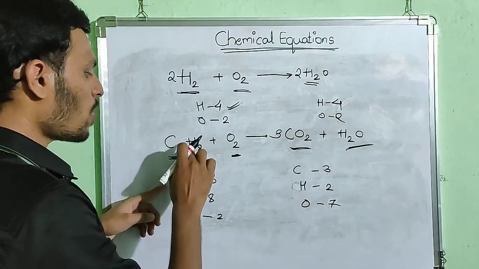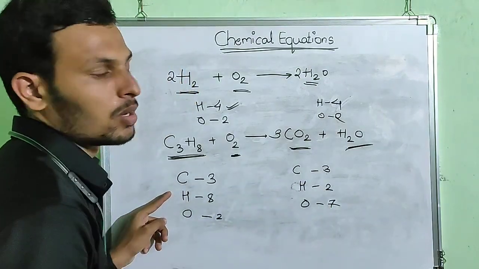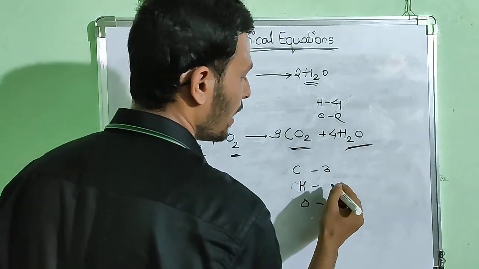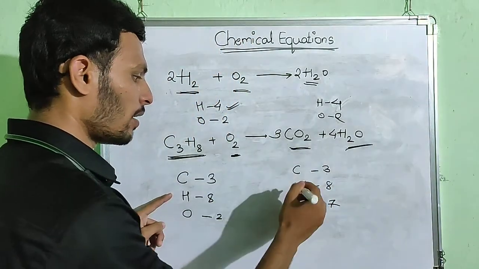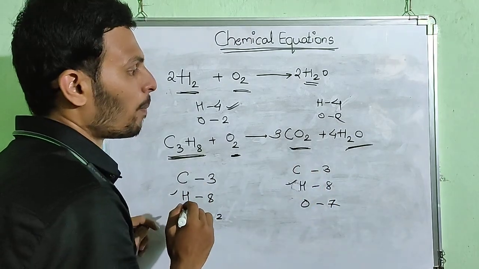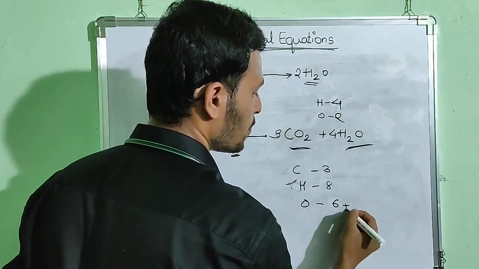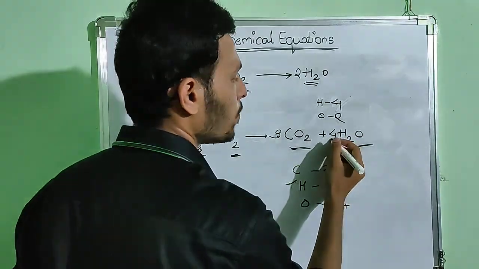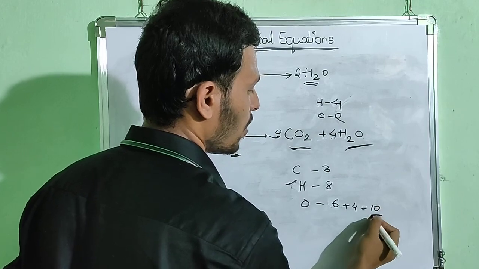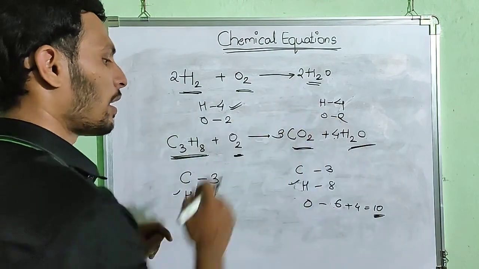Now we'll move on to hydrogens. I have 8 hydrogens here, but I have only 2 hydrogens here. So what I'll do, I'll add 4. 4 2s are 8. So I'm getting a satisfied equation, 8 and 8 hydrogen molecules. But here we have 3 2s are 6, 6 plus 4. See, 4 into 1 is 4. So we are getting 10 oxygen molecules, I am getting 10 oxygen items.